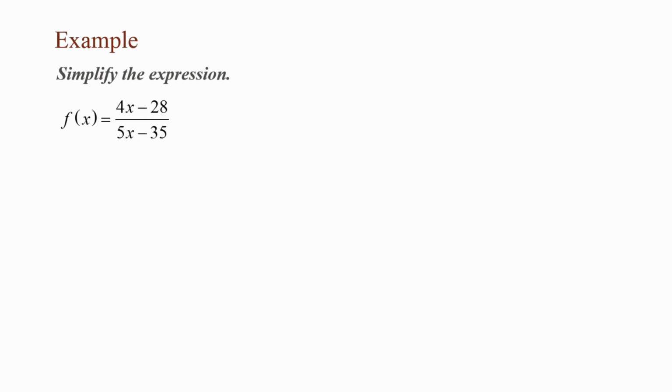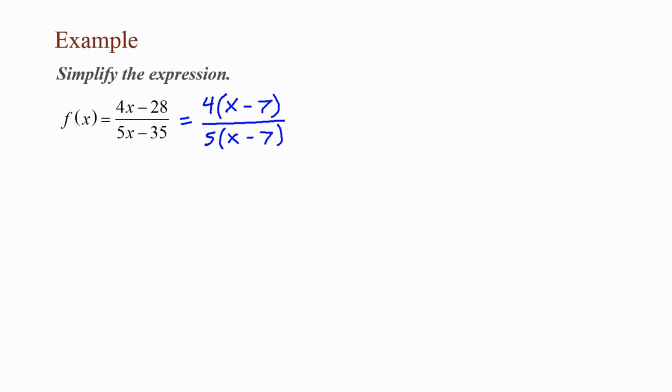In this example, simplify the expression f of x equals, in the numerator, 4x minus 28, in the denominator, 5x minus 35. Looking at 4x minus 28, 4 and 28 share a 4. If 4 is my greatest common factor, then I'm left with x minus 7. In my denominator, 5 and 35 share a 5. If 5 is my greatest common factor, then I'm left with x minus 7.